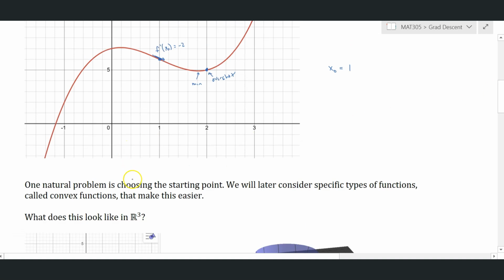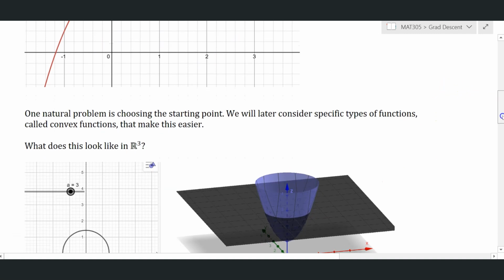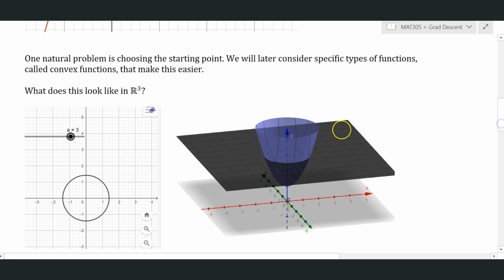Now, one natural problem is choosing the starting point, right? If we have no idea, if we're doing this via a computer algorithm, then we may not have any idea where that starting point is. Later on, we'll consider a type of function called a convex function that makes that a little bit easier. Now, let's also consider what this might look like in R3, where now we actually do get gradients that are more than just a value.